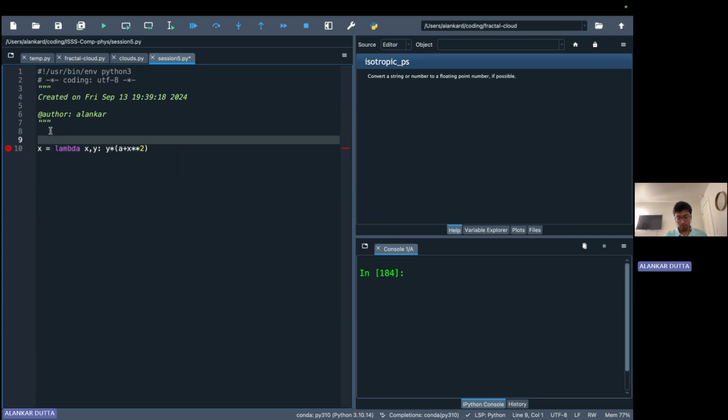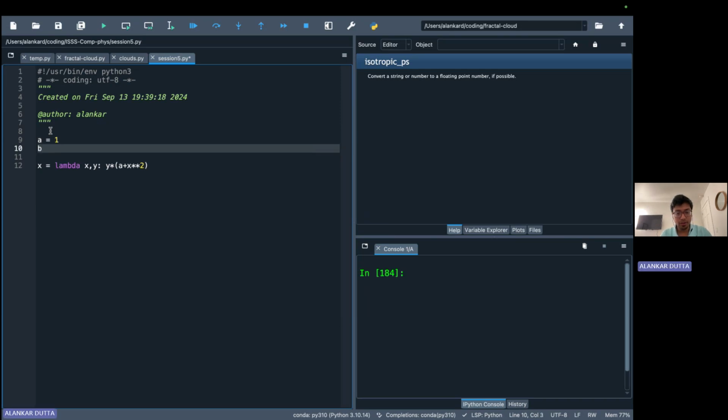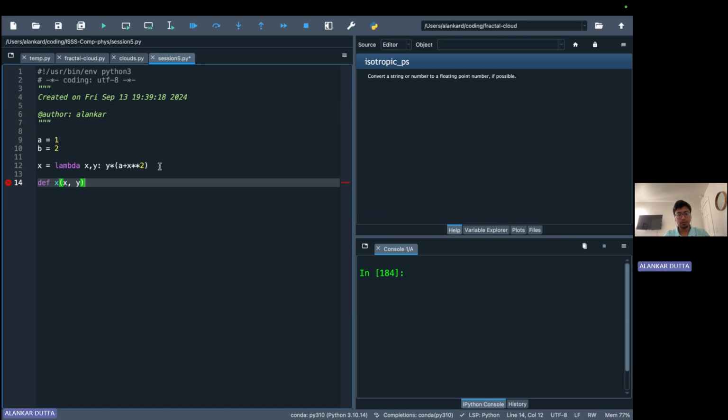We do not know a and b for sure here, so a equals 1 and b equals 2. So let's write that. a equals 1 and b equals 2, right? So this is one function which we are defining, a function of x and y, where y times a plus x squared. Lambda functions are what I have already covered in the previous class. And the idea here is that when you write lambda x comma y, this is the same as writing def, x comma y colon, and then you are writing return of this.